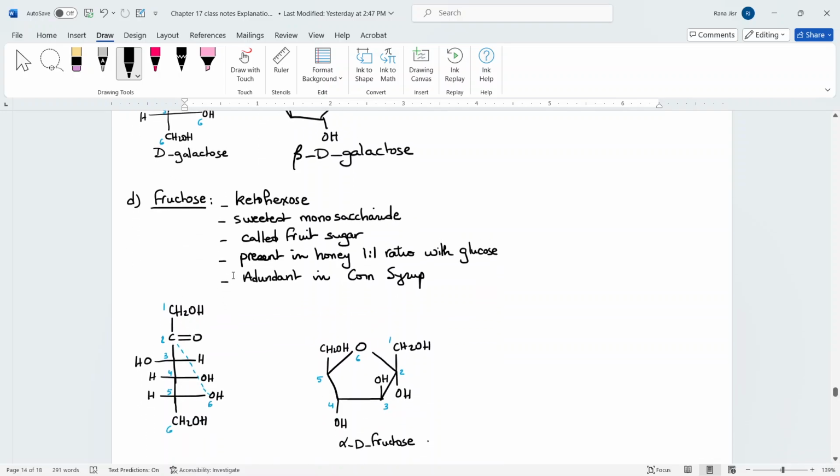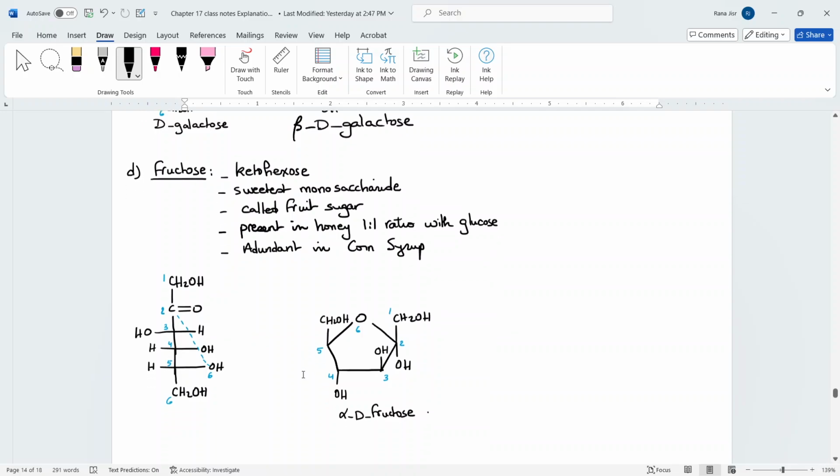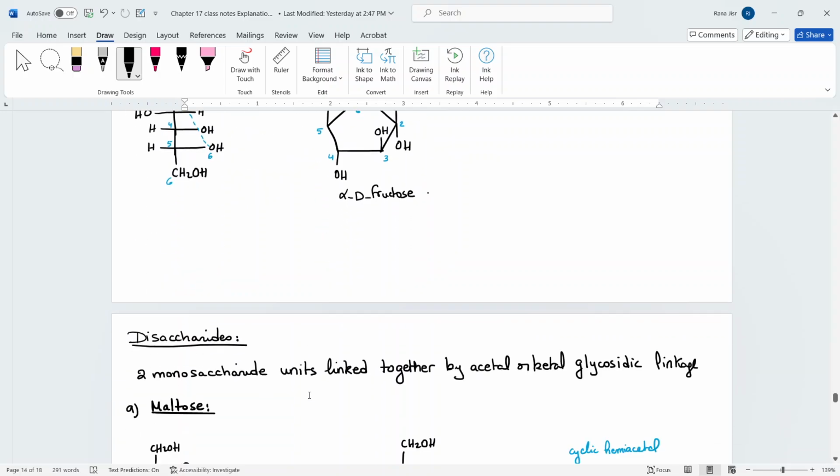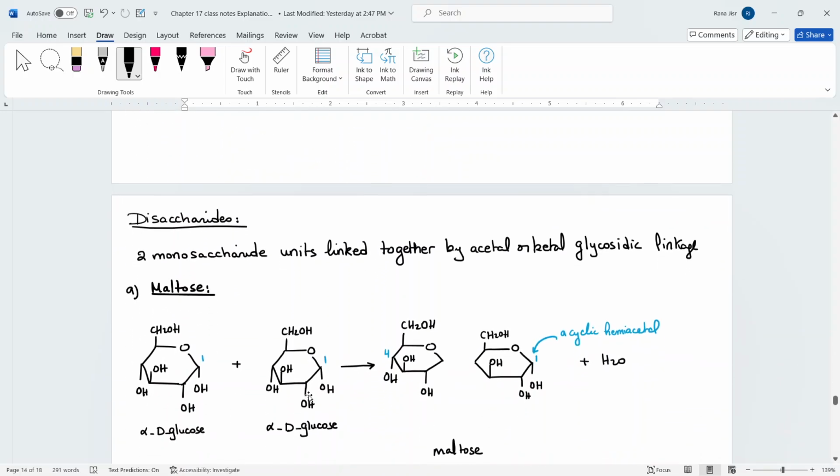Fructose is a ketohexose. These are the sweetest monosaccharides. These are the fruit sugars. You can cyclize fructose into furanoses or pyranoses. Pyranoses are more stable and they exist more than furanoses. So that is regarding the monosaccharides.